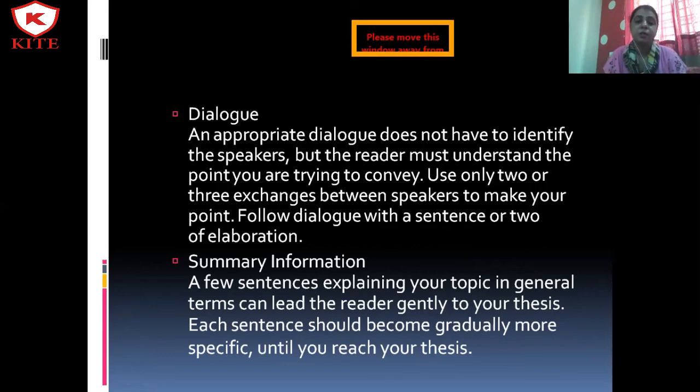Next is summary information. Yes, you can directly come up with some general sentences, general terms that talk about your introduction paragraph or the topic you have taken in hand. When you end your introductory paragraph, you must end it by putting a summary of what you have written in your introduction. And through this you can also guide what is coming next.